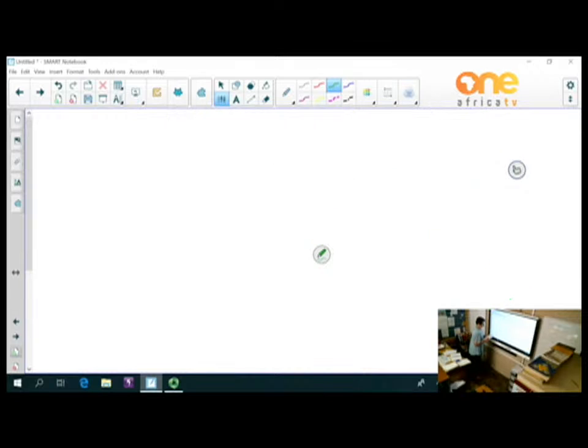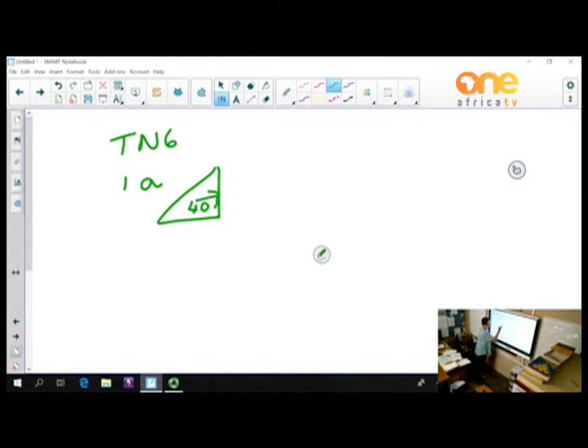Okay. Right, now we go to Try Now 6. Copy each of these triangles and label the sides as hypotenuse, opposite, and adjacent. So they just want us to see which one is which one. So there's the first one, 40. So you always start with a marked angle. So that one is opposite the marked angle. The hypotenuse is always opposite the 90 degrees. And this is then the adjacent one.